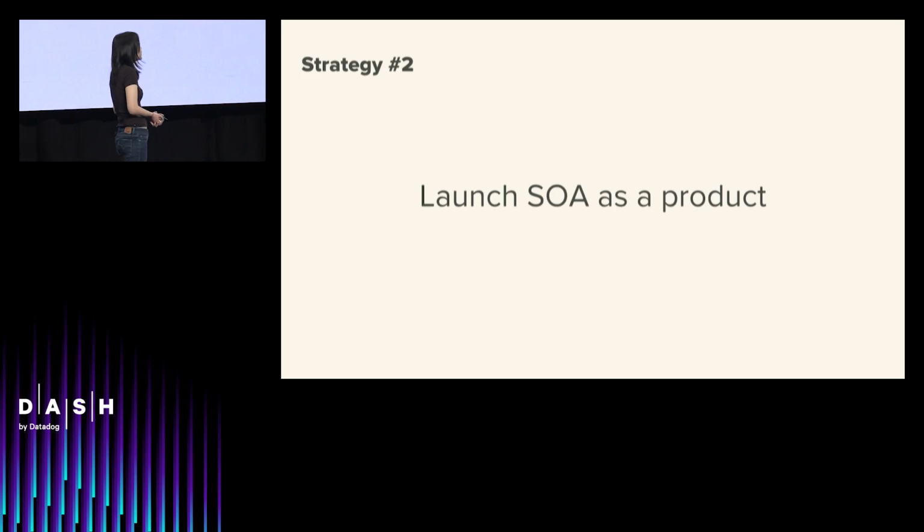What's next? So we have a template, proven to work for any other product flow. We were done. We had to go from one product flow to all flows in SOA. And to do so, our second strategy was to launch SOA as a product.